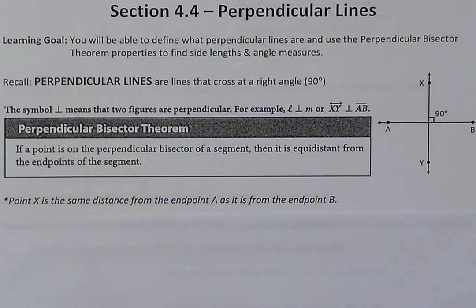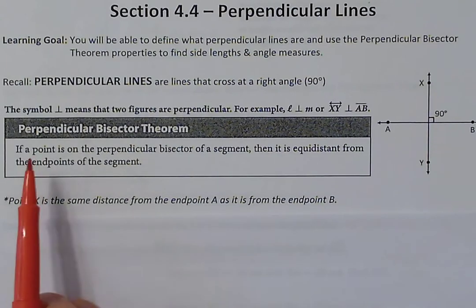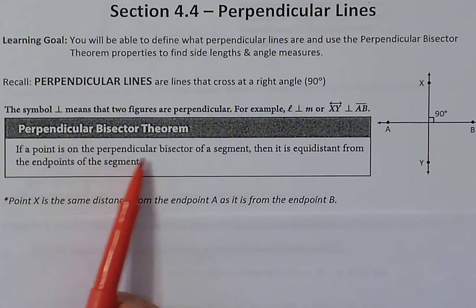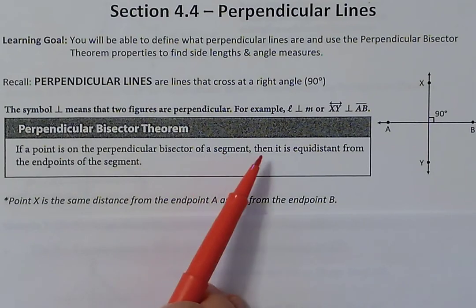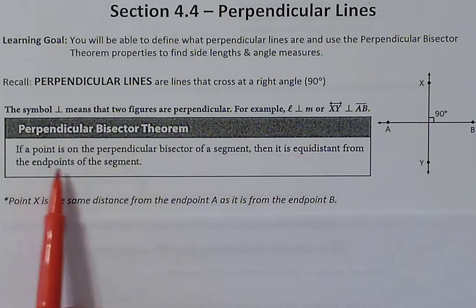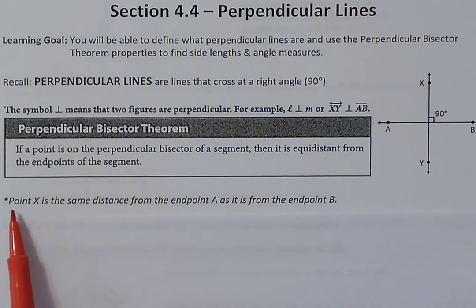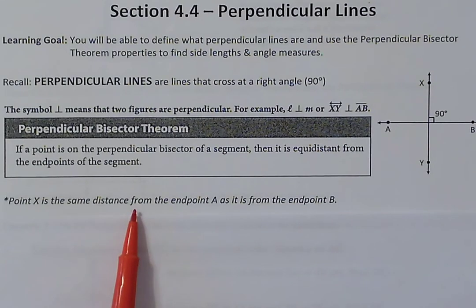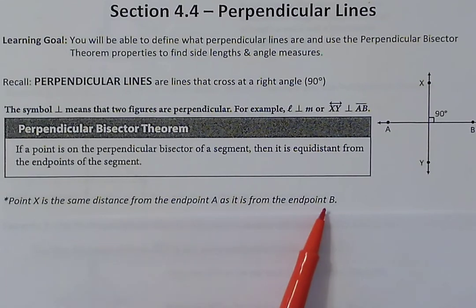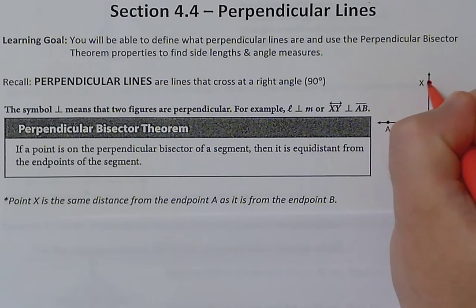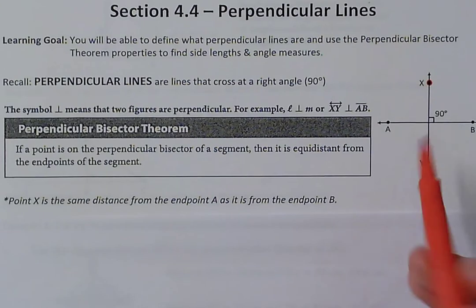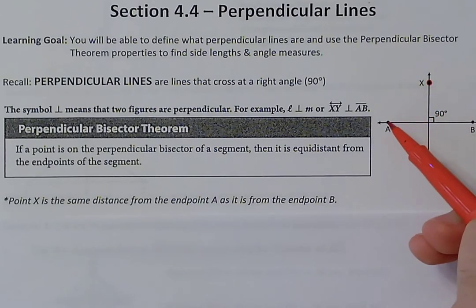All right, perpendicular bisector theorem states, if a point is on the perpendicular bisector of a segment, then it is equidistant from the endpoints of the segment. So what in the world does that mean? Well, what it means is that point X is the same distance from endpoint A as it is from endpoint B. So if we look at our point X here, what it states is that X is the same distance from A as it is from B.